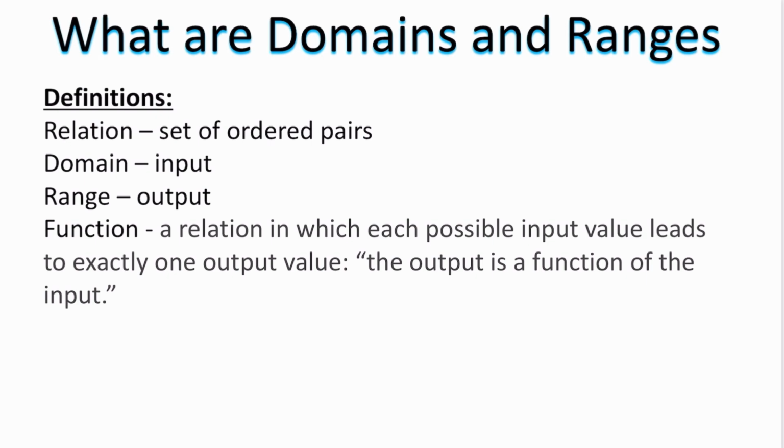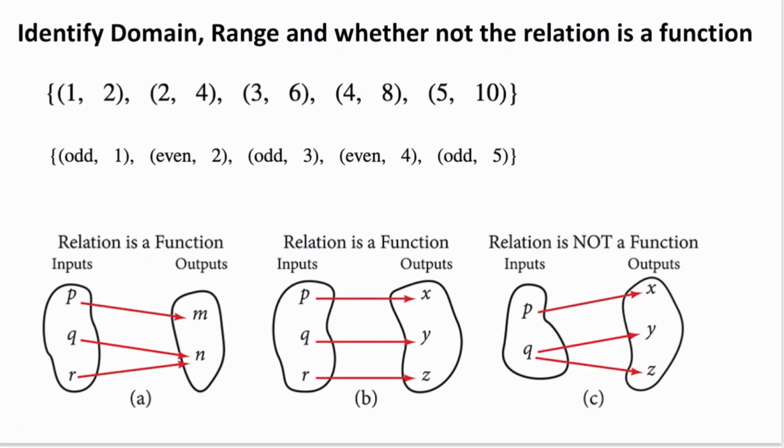And a function is a relation in which each possible input value leads to exactly one output value. And we say the output is a function of the input. One of the things I want you to remember is that in order for a relation to be a function, your x's cannot repeat. Okay, your x's cannot repeat. Your inputs cannot repeat. Let's go ahead and take a look at some examples.